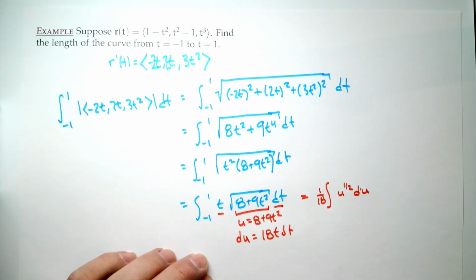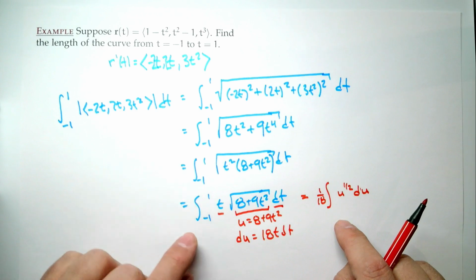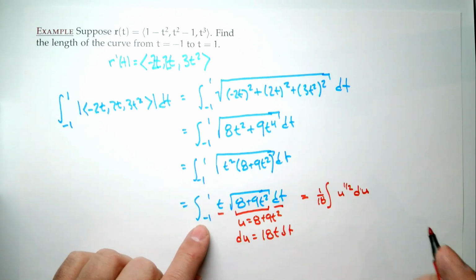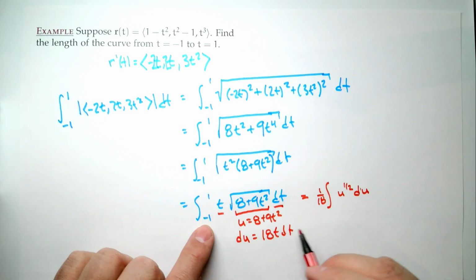And let's talk about the bounds. Okay, so previously I went from -1 to 1. Well, when I set t equal to -1, what do I get for u?